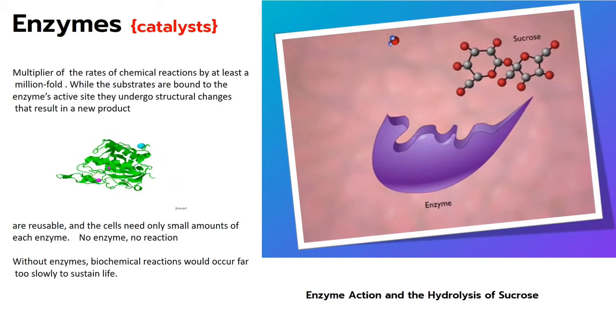Now, if we look at the structure of enzyme right below the first paragraph, the enzyme is made up of amino acids, which are the building blocks of proteins, and this is being synthesized by the body. The enzymes are more than 1,000 in our body, and only a handful of these enzymes are being used in the carbohydrates absorption and digestion. Now, enzymes are still reusable, and the cell will need only a small amount of each enzyme. And there is a rule in biochemistry with respect to enzyme: no enzyme, then no reaction. Without an enzyme, a biochemical reaction would occur far too slowly to sustain life.